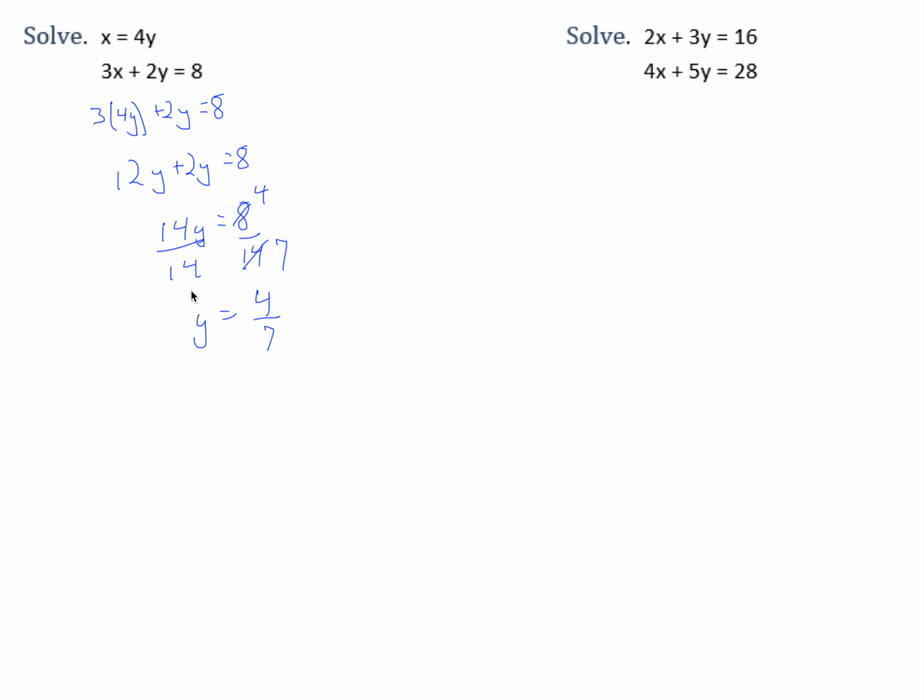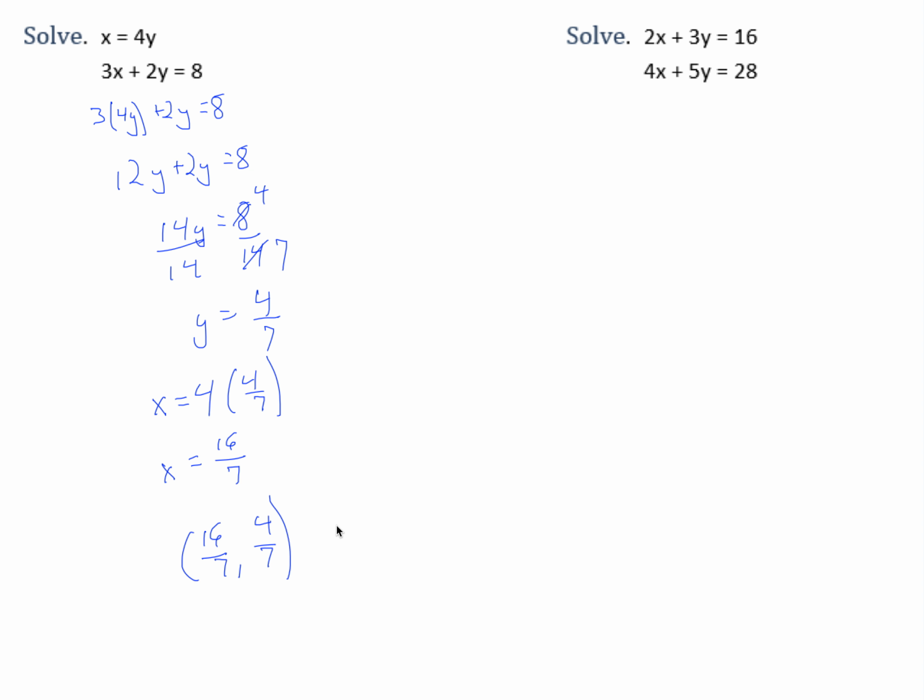And now what we want to do is take this and put it back into this one. That will be easiest. We could do either of these two, but this is nicely set up. So we have x is equal to 4 times y, and y is just 4/7, which gives us 16/7. So we get an answer of 16/7 for the x value, and our y value is 4/7.